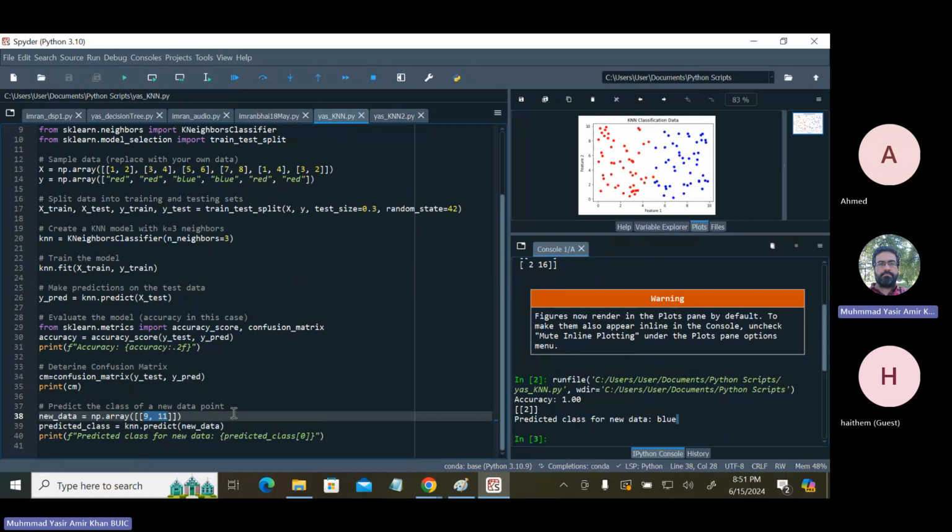So it must have calculated the distance. We have not seen that right now, but that thing is done by the predict method and using our KNN classifier. And that thing predicts the class that is blue for this particular data point.